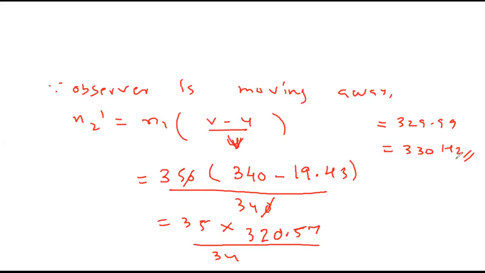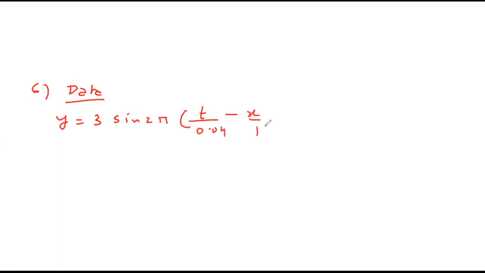Sixth one, sir. The equation of transverse wave along stretched string is given by y equals 3 sine 2 pi (t upon 0.04 minus x upon 40) in CGS system. Calculate wavelength and frequency of the wave.